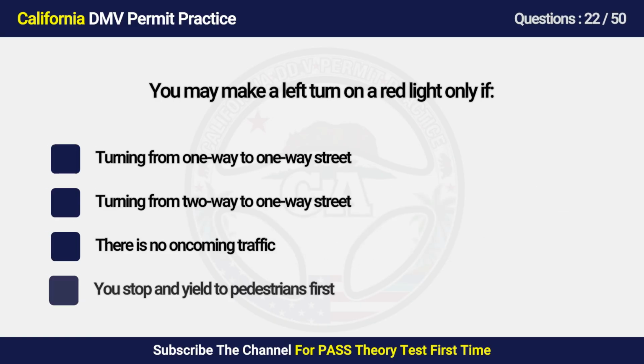Question 22. You may make a left turn on a red light only if: A. Turning from one-way to one-way street. B. Turning from two-way to one-way street. C. There is no oncoming traffic. D. You stop and yield to pedestrians first.